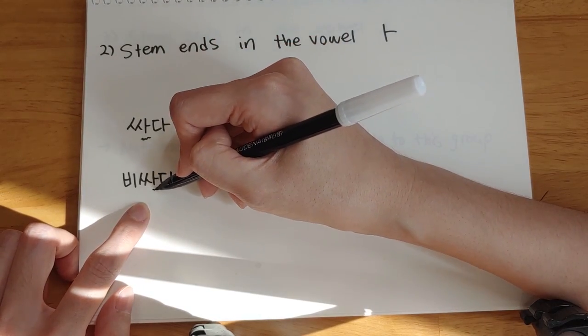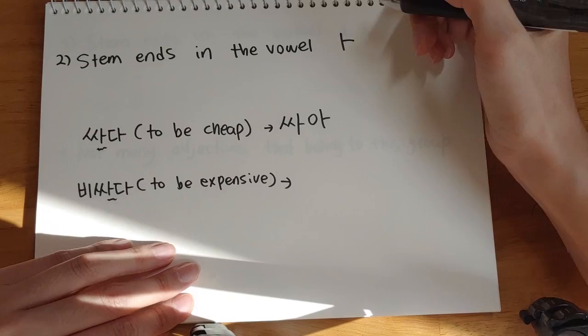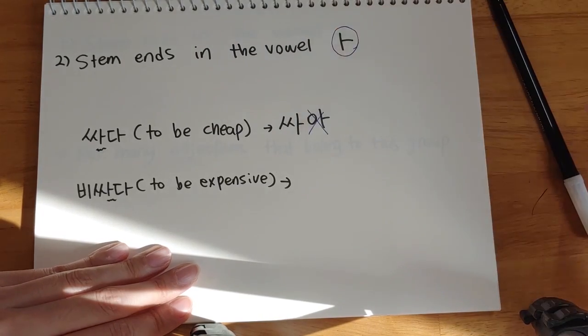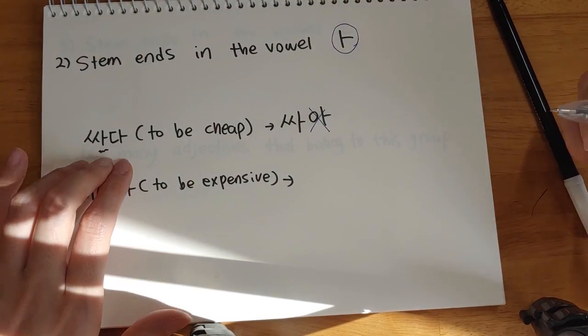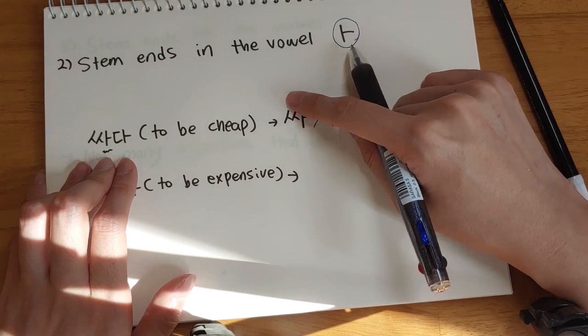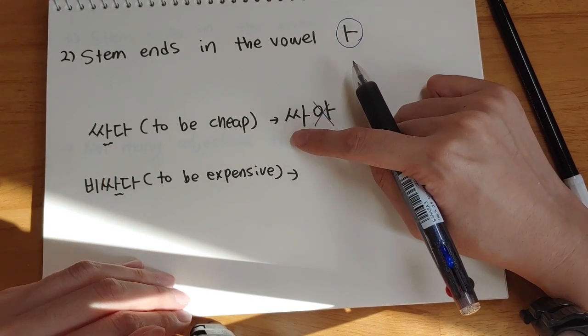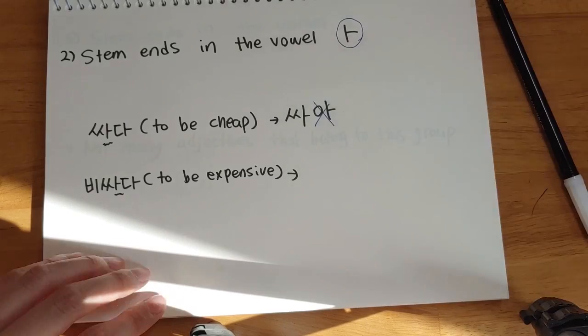This one as well, 아 vowel, no 받침. In this particular case, 아 should be deleted. So 싸다's present form is just 싸, because 아 is phonetically redundant, right? So you can just say 싸, not 싸아.